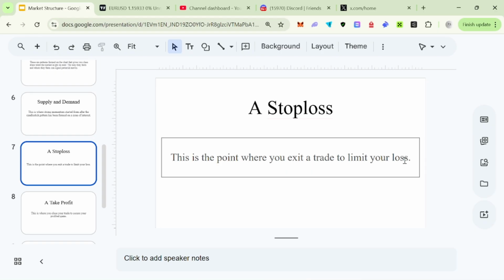Think of it as the button that says, oh, I'm wrong, get me out of this trade. It's like you're giving your broker an order that by the time I lose this particular amount of money, stop me out, take me out of the trade. I don't want to lose more than that amount. A stop loss is a point where you exit a trade to limit your loss. It's an order you give to your broker or your prop firm, telling them to exit at this point. I do not want to lose more than this amount. So that's what a stop loss is.